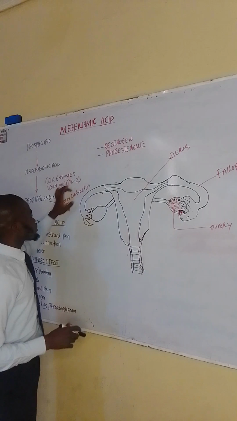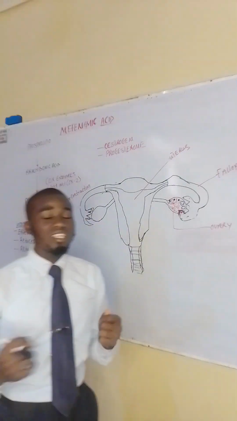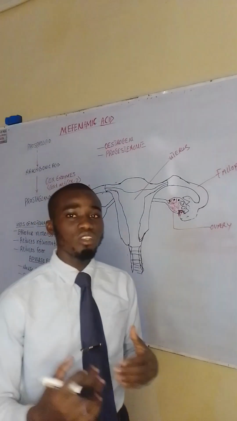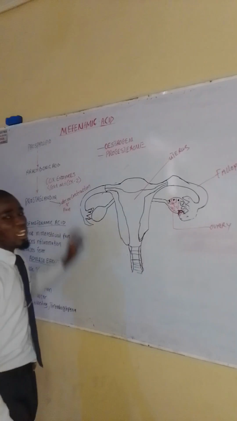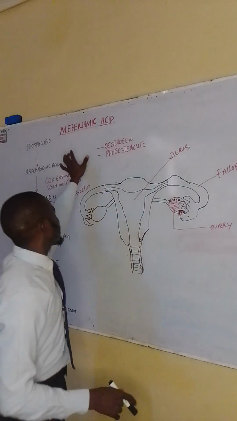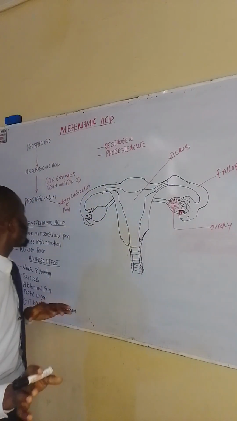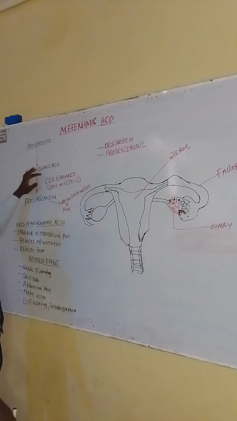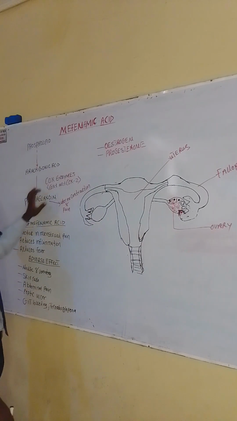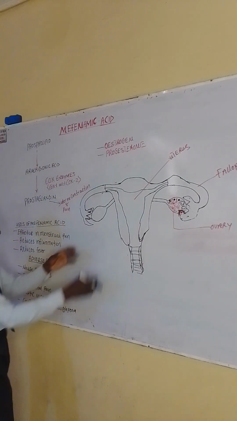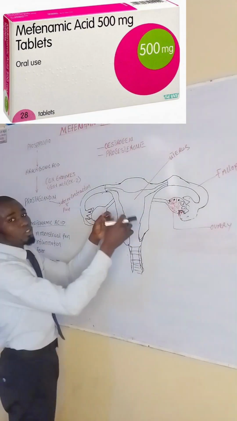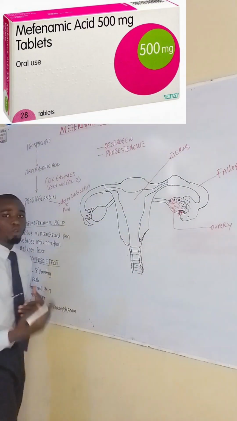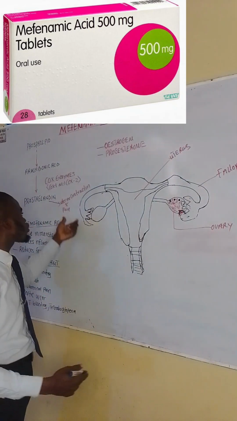And this uterine contraction leads to an increase in blood flow and also causes menstrual pain. And what does mefenamic acid do? Mefenamic acid acts where arachidonic acid is converted to prostaglandin. There are some enzymes present that produce the prostaglandin that makes the uterus contract, that makes the blood flow increase and also causes pain.